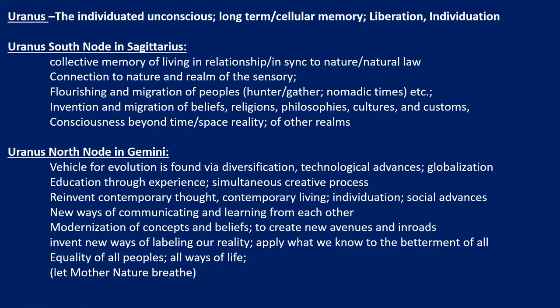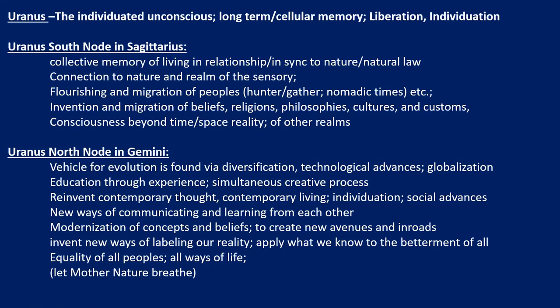It is representational of the flourishing and migrations of peoples, hunter-gatherer times, nomadic times, the invention and migration of beliefs, religions, philosophies, cultures, customs. It is the consciousness beyond our time-space reality, of other realms. And so some people think that their origins exist on other planets, and why, you know, South Node in Uranus, in Sagittarius.